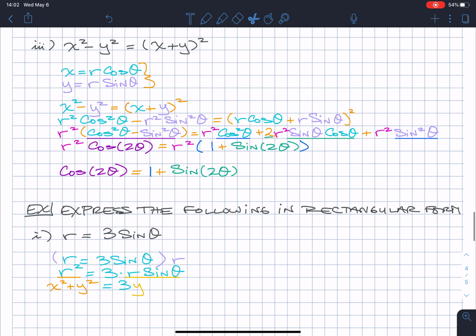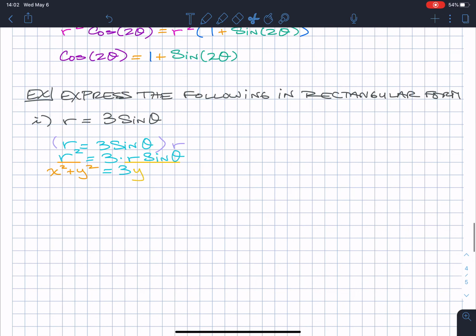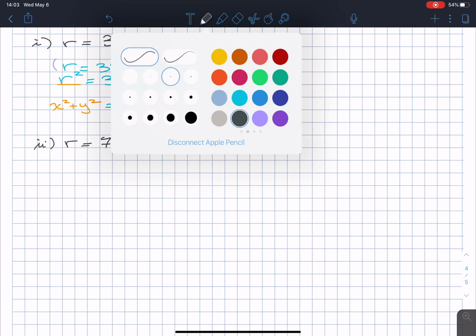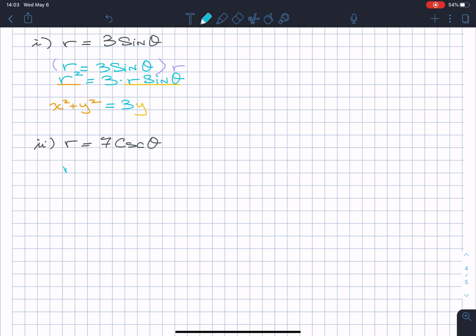Should I be putting more room in between these? Hopefully you guys can see these. Let me move this down, maybe 1 line. Okay, so number 2. Let's say we have that r is equal to 7 times cosecant of theta. Okay, so we have radius is 7 times cosecant of theta.